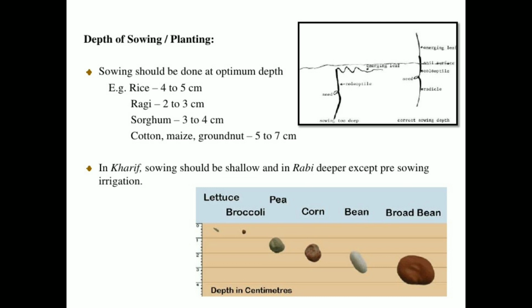Sowing of the seeds should be done at optimum depth. Depending on the type of seeds, if you sow rice seeds, the depth of sowing is 4 to 5 centimeter. For ragi, 2 to 3 centimeter. Sorghum, 3 to 4 centimeter. Cotton, maize, groundnut, 5 to 7 centimeter. That means depending on the size of seeds, the depth of sowing differs. That helps for better germination, and that helps for less soil borne attack.